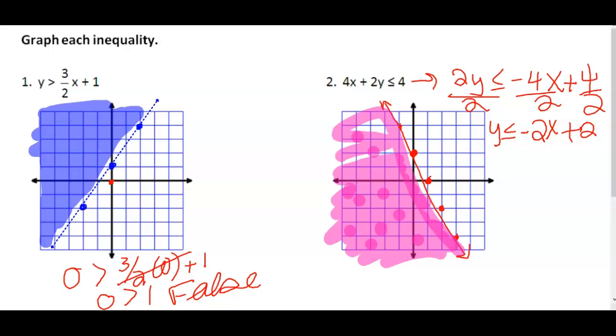All those little dots I just drew in are all what? Solutions. Fantastic. You did. Algebra 1.